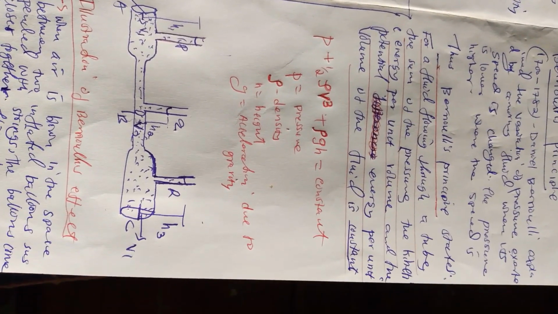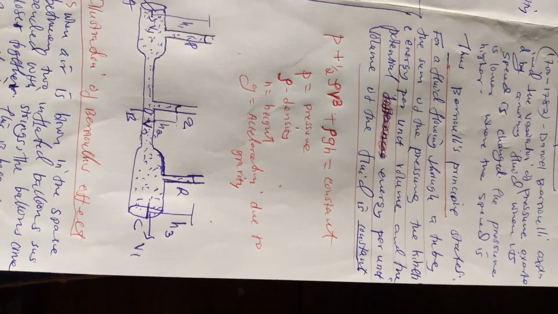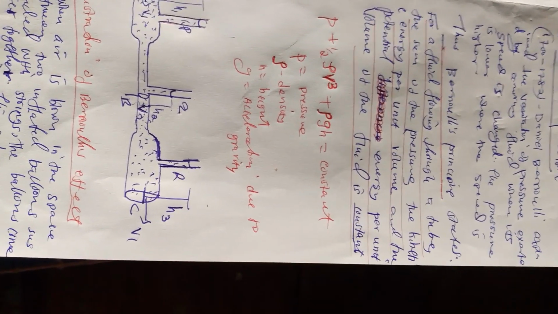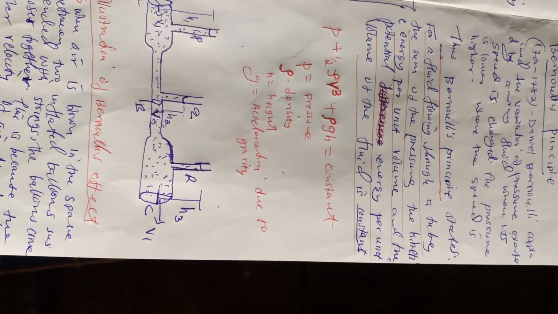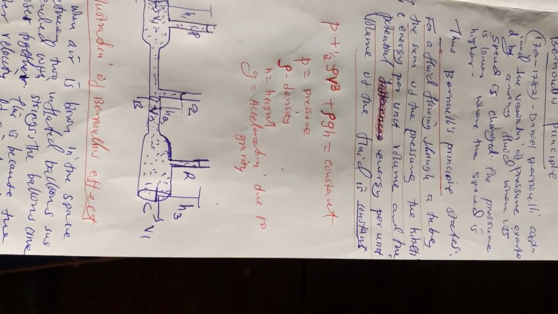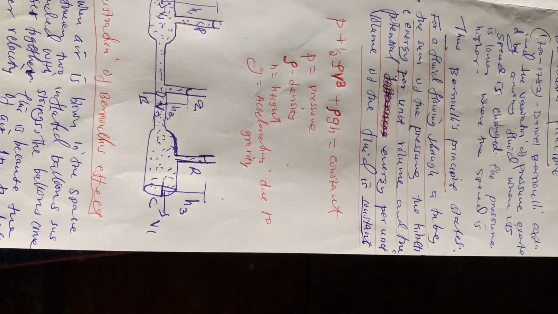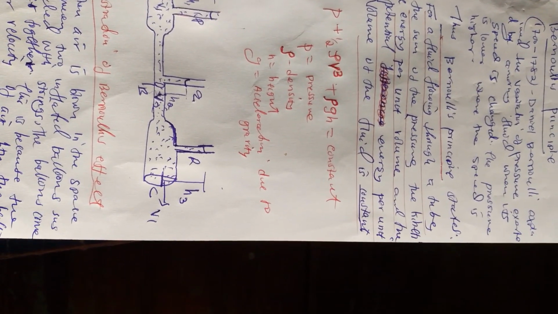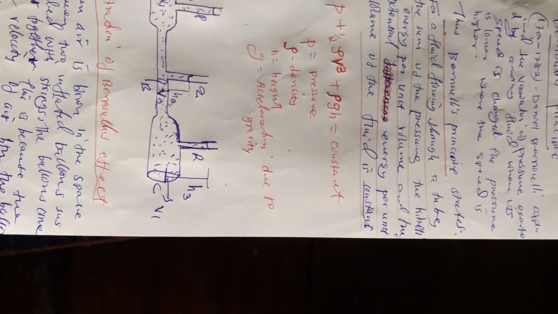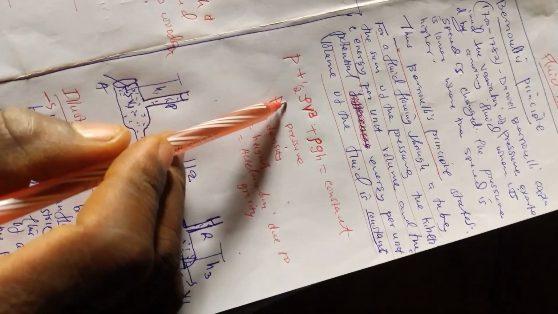But in that case, we also want to state what Bernoulli's principle is, what this man was trying to state. He came with his own principle, which states that for a fluid flowing through a tube, the sum of the pressure, the kinetic energy per unit volume, and the potential energy per unit volume of a fluid is constant. So this is the equation he was trying to state.